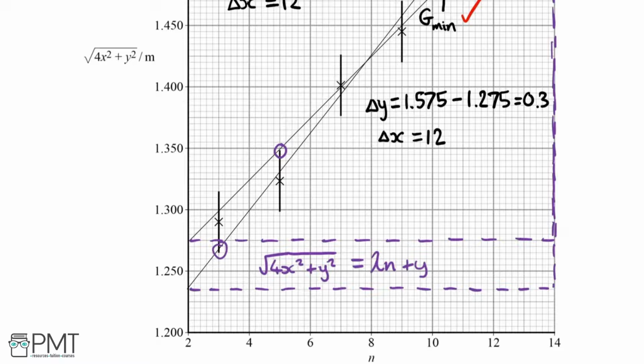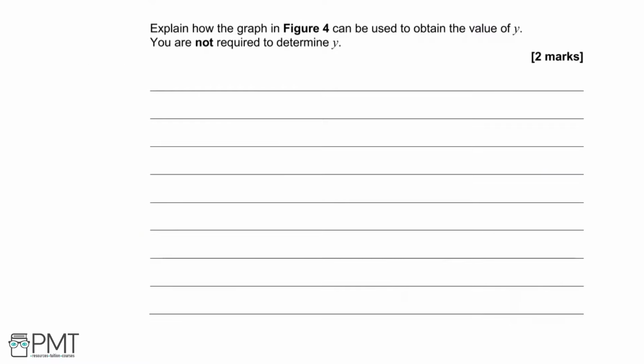Now we have 2 y-intercepts because we have 2 lines. Remember, those are extremes, so the best thing to do would be to find the average of those 2 values, and that would be the average of the line of best fit, or the best line of best fit. So our 2 values are 1.275 and 1.235. As it says here, you're not required to determine y, so we don't actually need those values, but we just need to explain how to find the value.